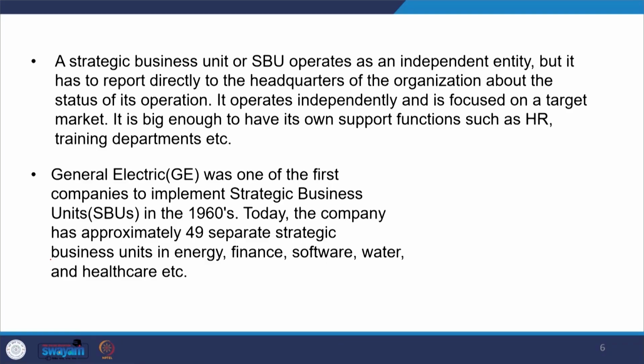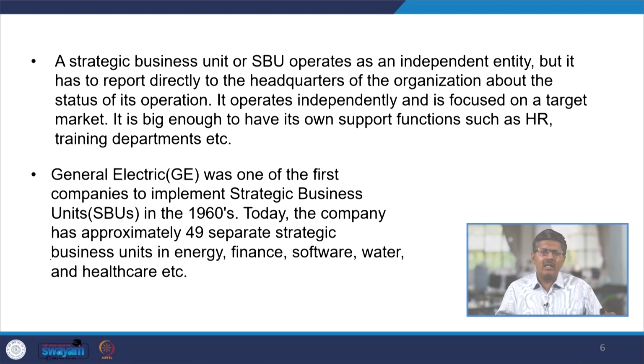Although a strategic business unit operates as an independent entity, it has to report directly to the headquarters of the organization. There is a main parent organization and you have to report to them about your business. It operates independently and is focused on a target market. What is your target market, how do you achieve your targets, what business you have to set up, all these are defined clearly by the SBUs. It has sufficient business to support its own functions such as training, marketing, finance, accounting, all departments.